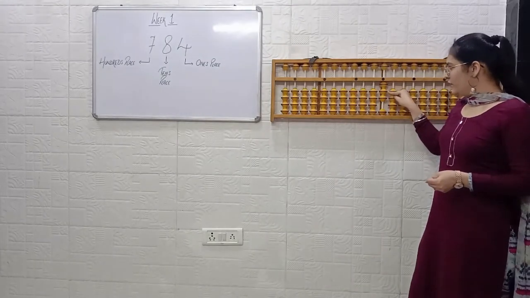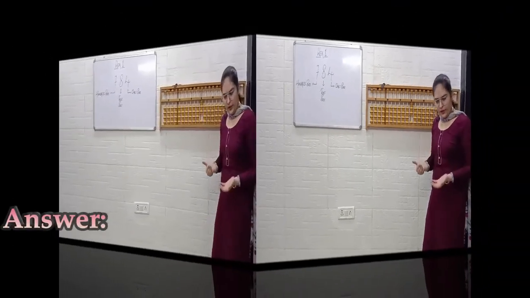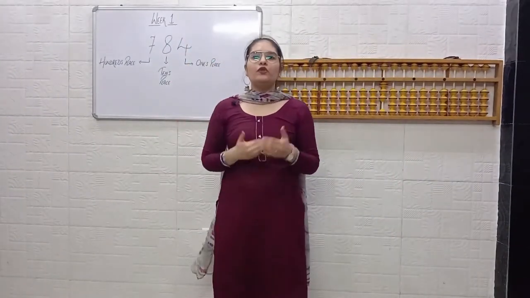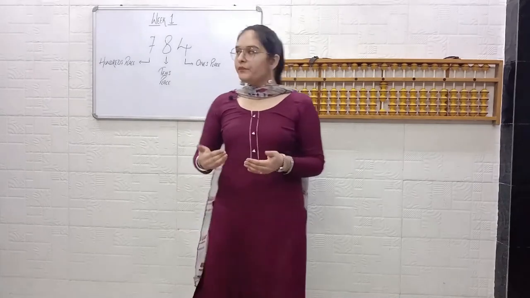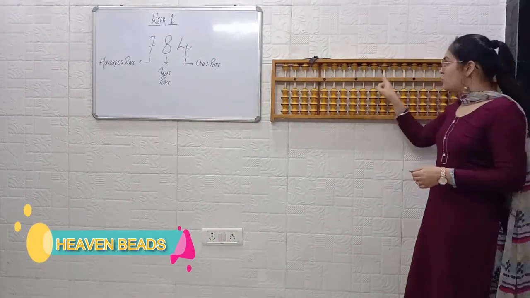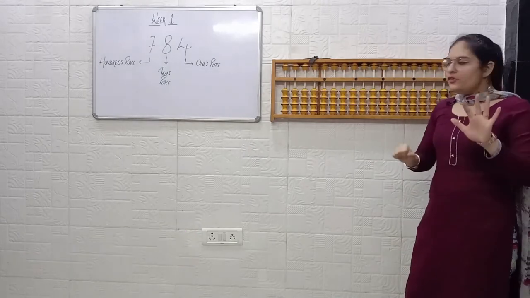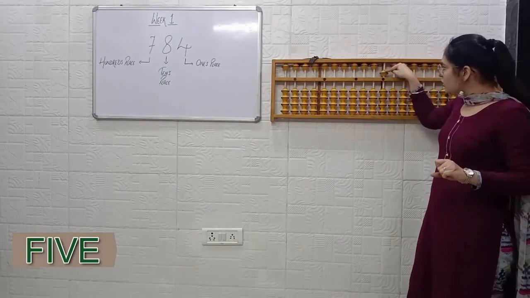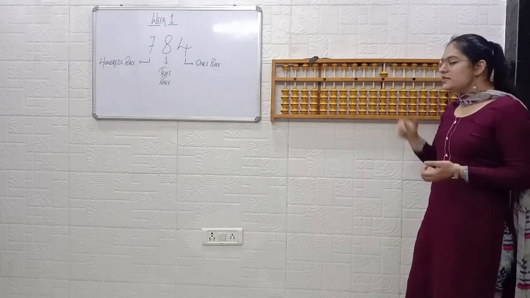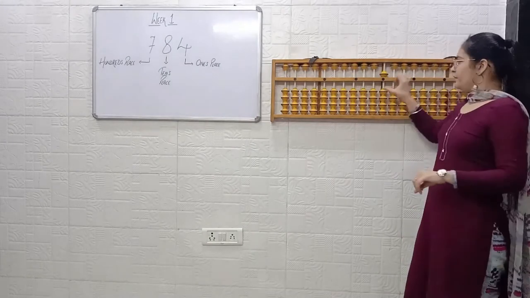1, 2, 3. Answer is 3. The way I am reading the beads loudly and touching it, you have to do it in the same way. Okay? Now, let's move further. Now, we will include heaven bead as well. So, value of heaven bead is 5. If this bead is touching the value bar, then it's giving you a value. So, answer is 5. Yes.